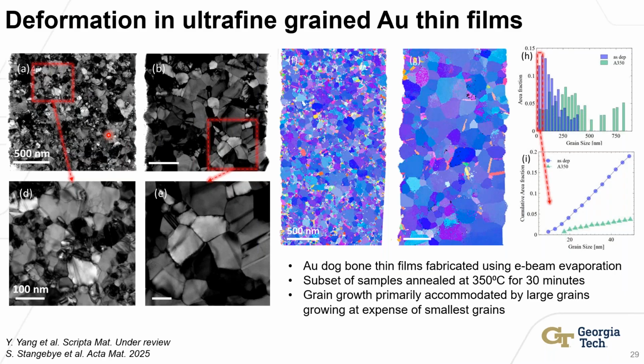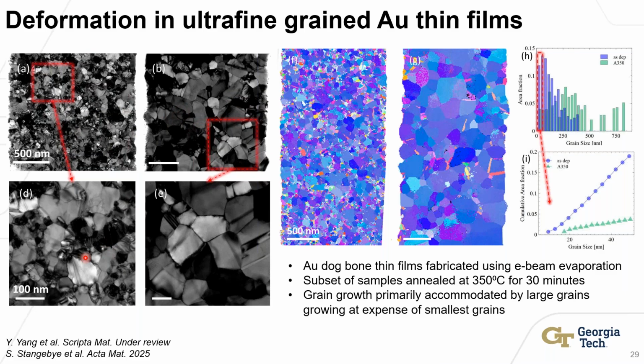The first one we'll look at is gold thin films, looking at the influence of grain size distribution on the mechanical properties and mechanical behavior of metal thin films. So here we have just two gold thin films. We have an as deposited gold thin film where we made these samples using e-beam evaporation and lithography to make lots of little dog bone samples. So here we have the material in its as deposited state, and here we have the material after annealing it at 350 degrees Celsius for half an hour.